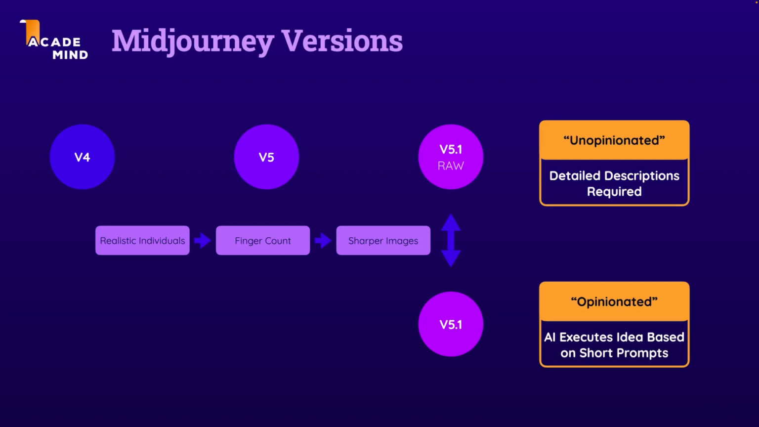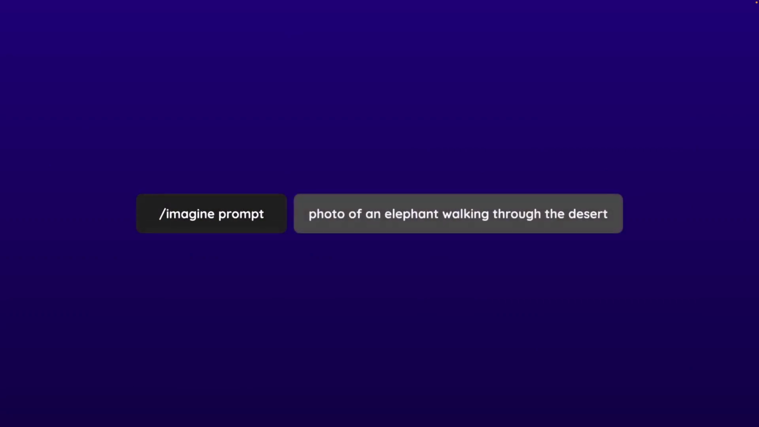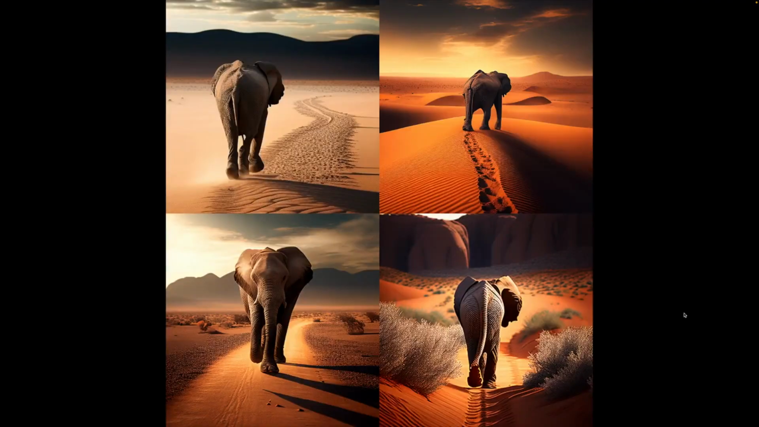Still, I want to give you one example about the different outcomes that you get with the different versions based on this quite simple prompt. I just want to have a photo of an elephant walking through the desert. This is version 4 and it doesn't look too bad in my opinion, but it obviously lacks a lot of details. The desert looks very generic. You can immediately see that this is a generated image.